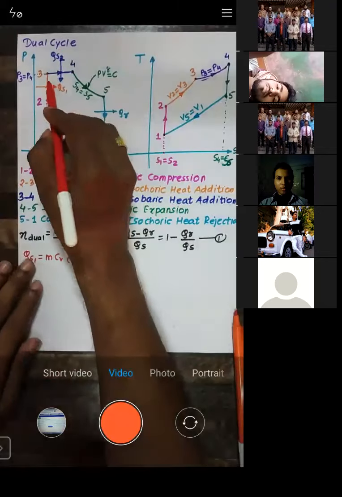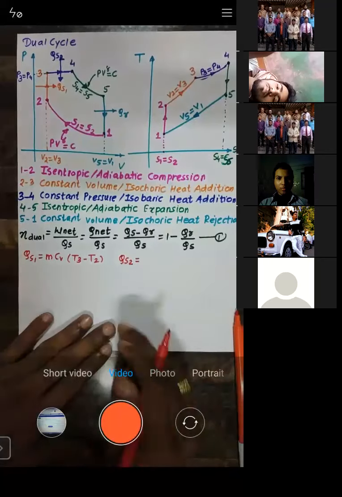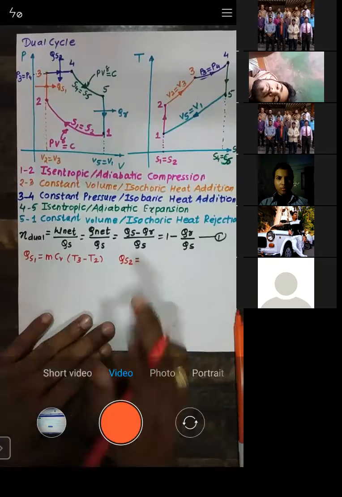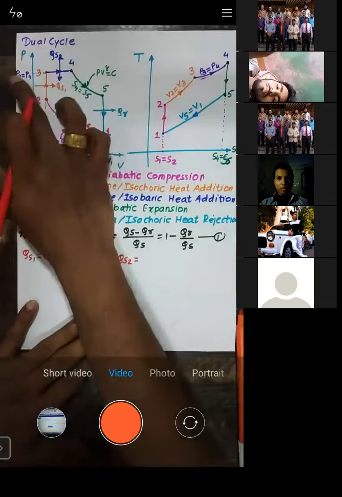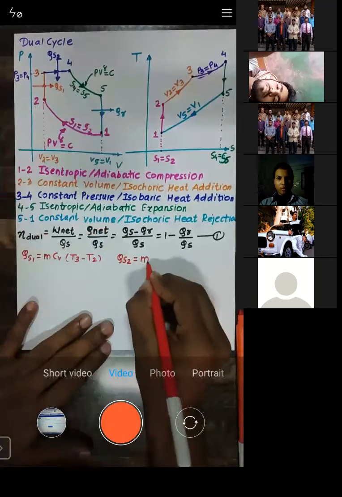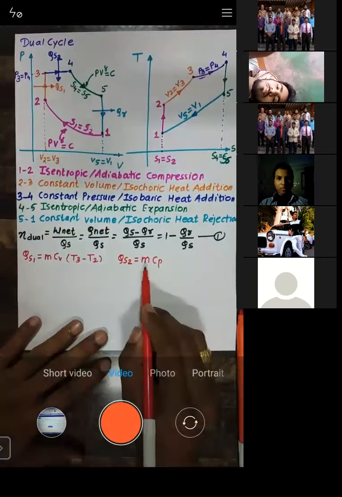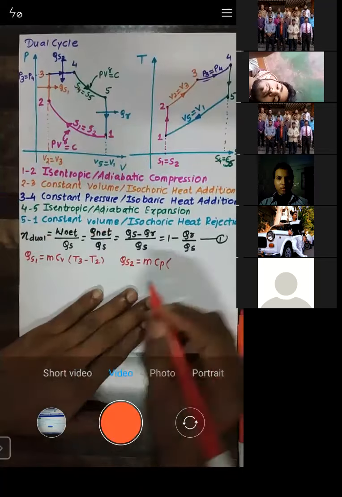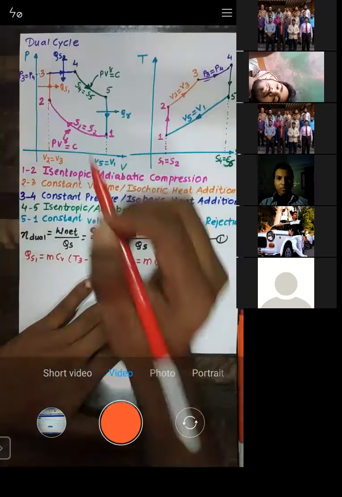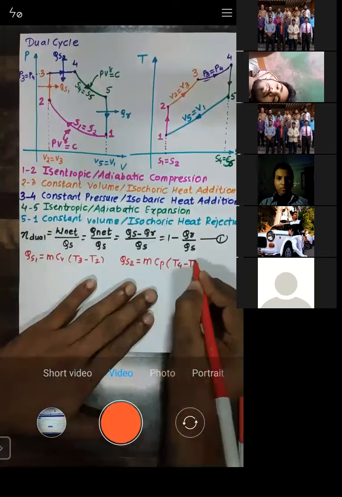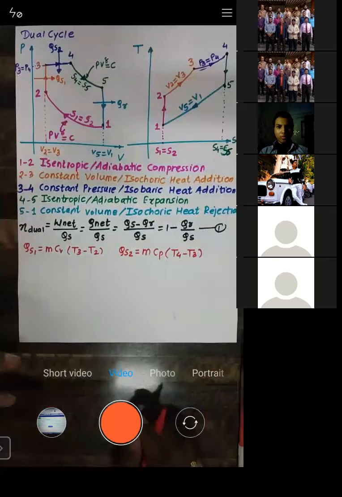Now let us work on 3 to 4. What amount of heat is supplied during 3 to 4? I will call this QS2. Heat supplied during 3 to 4 is QS2, and heat is supplied at a constant pressure. So the formula is M into Cp. When it was at a constant volume, it is M CV; when it is at a constant pressure, it is M CP. When we supply the heat, T3 will increase to T4, so I will take T4 minus T3. So this is the heat supplied during 3 to 4.